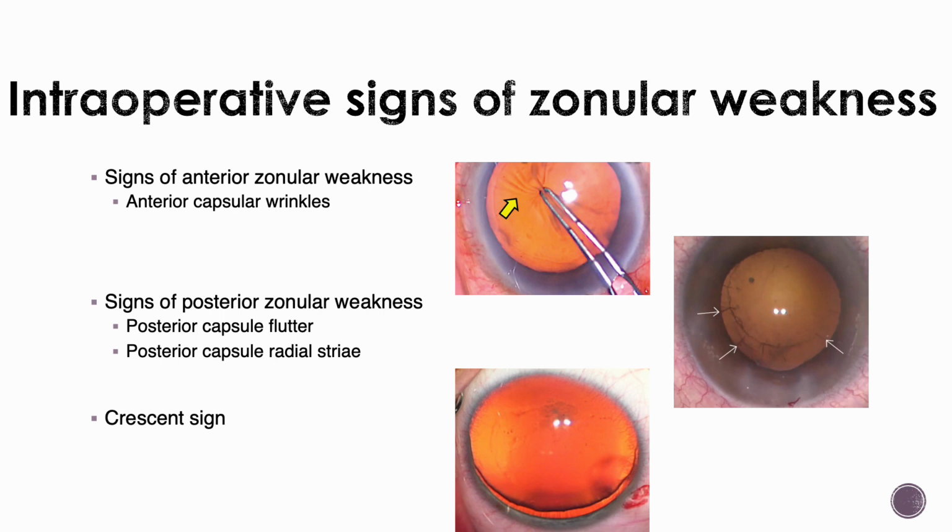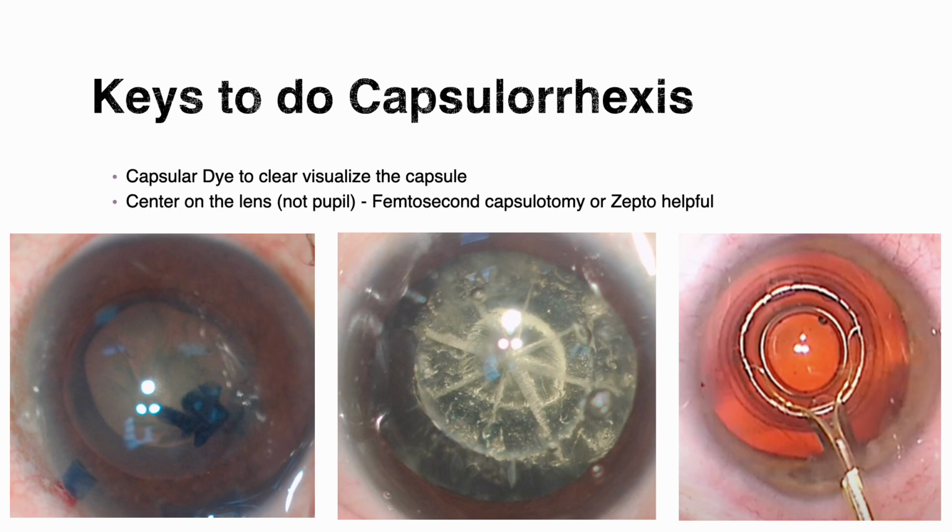During the surgery, there are several markers to suggest zonular weakness, such as anterior capsule wrinkles, posterior capsule flutter, posterior capsule radial striae, and crescent sign. We can use capsule dye to clearly visualize the capsule, and use femtosecond laser or Zepto to do capsulotomy at the center of the lens.